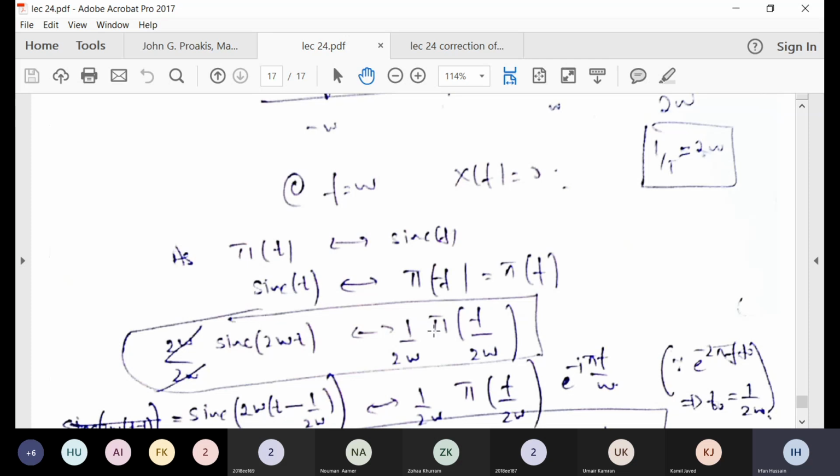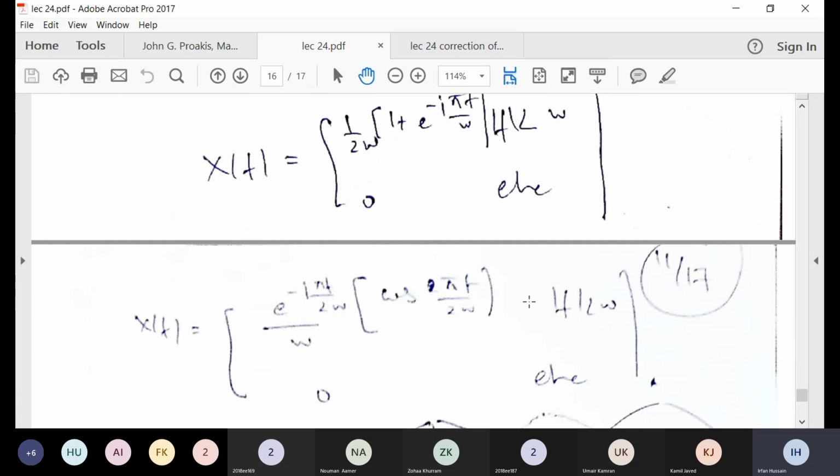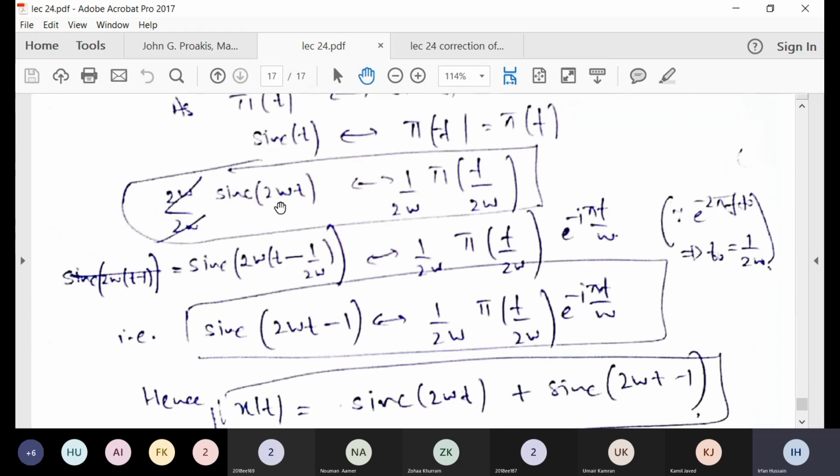So the Fourier transform of the first term, width 2w, height 1 over 2w, comes out to be sinc of 2w t. And then this term can be received if I shift my sinc in time by 1 over 2w. This means I will have to multiply in the Fourier domain by e to the minus j2 pi f t naught, and t naught is 1 over 2w.